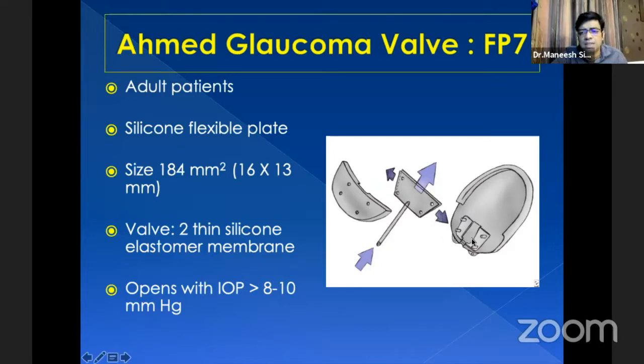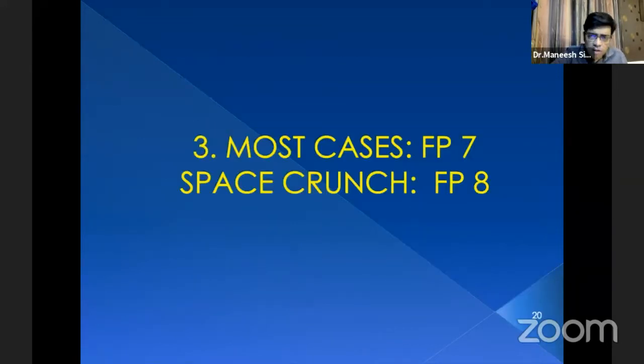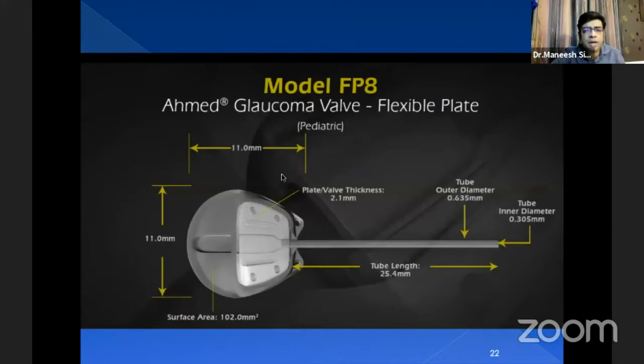FP7, the size is around 16 millimeter. This is the place where the tube ends. This is the place where you have the flexible plate which contains the silicone membrane, which acts as a valve. So whenever you are handling this glaucoma shunt, avoid putting pressure at this area, because that can lead to damage to the valve. In pediatric cases, you can use the FP8, which is much smaller in size, just 11 millimeter.